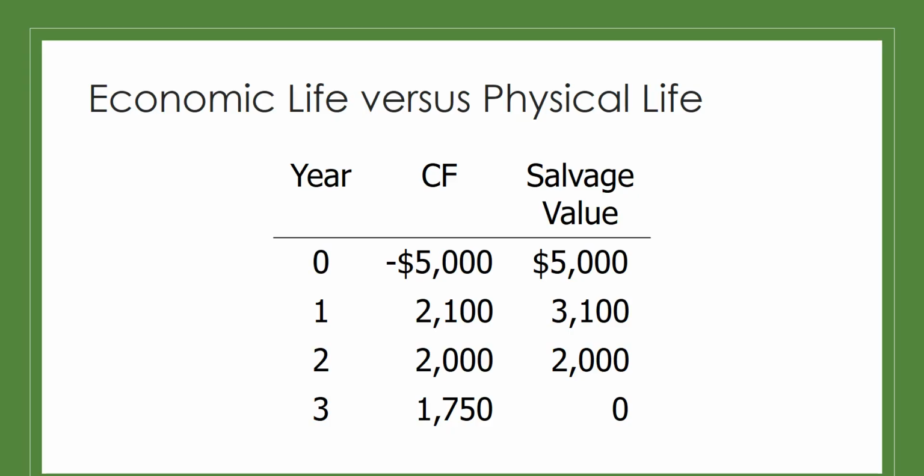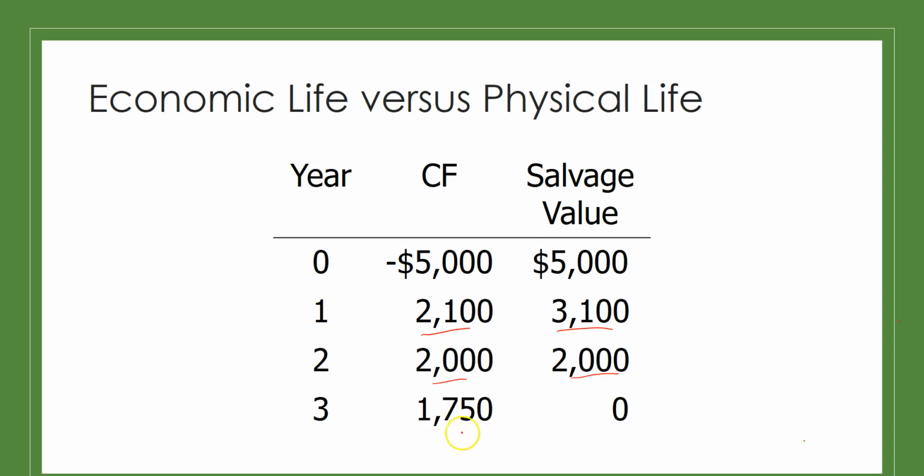So we purchased an item that cost $5,000, and at the time we purchased it, it's still worth $5,000. At year 1, we paid $5,000 for it, and we've gotten $2,100 in earnings from it, and we could sell it for $3,100. In year 2, we paid $5,000. We received $2,100 the first year. We received $2,000 the second year, and we could return it or sell it to someone else for $2,000.